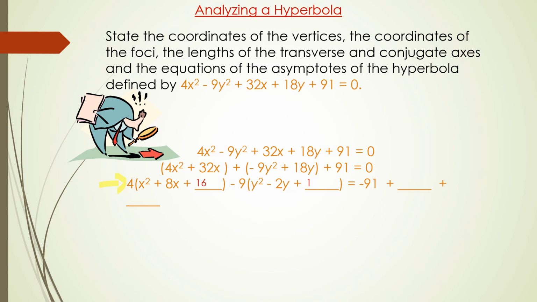Next to that, you have to determine how much we will add here. Okay, so 16 and 1 on the other side. So we have here plus 64. That comes from 4 times 16.